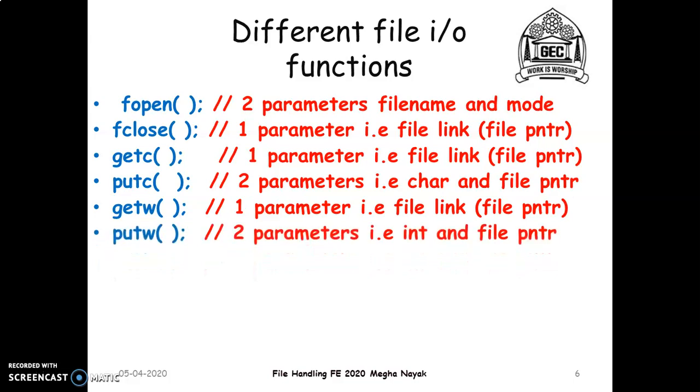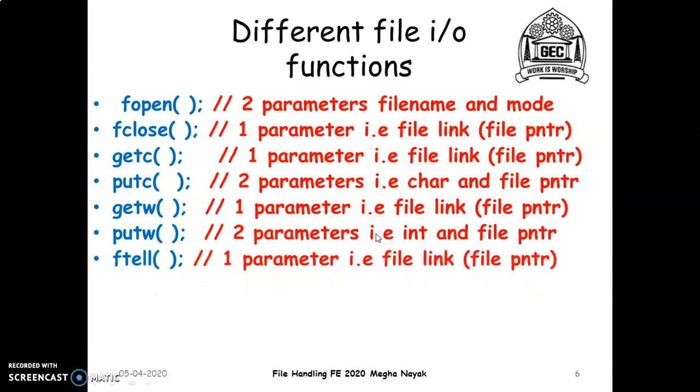Next we have is the PutW. It works in similar lines like the PutC, but again this is an integer oriented function. So PutW is going to put an integer into the file and you have to specify which file. So PutW takes two parameters. The first parameter is the integer and the second parameter is the file pointer. These two parameters are separated by comma.